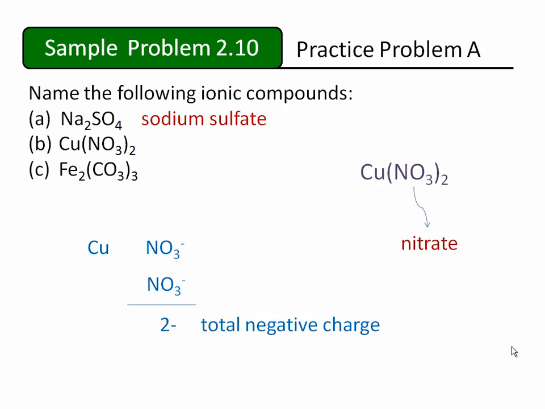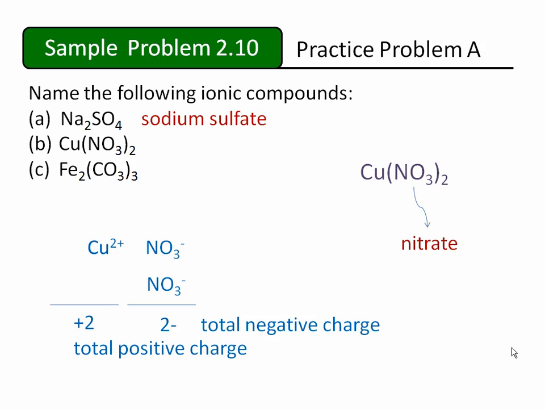Now, we know that the total negative charge from the anions is -2. This total negative charge is balanced by 1 copper ion, which means that the total positive charge must be +2. Since all of this charge comes from only 1 copper ion, the charge on that copper ion must be +2.